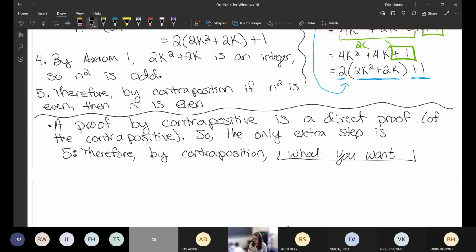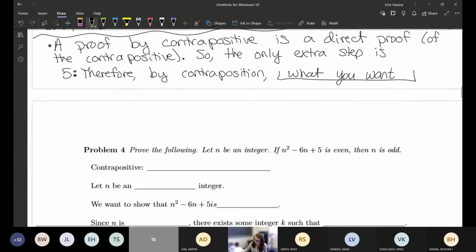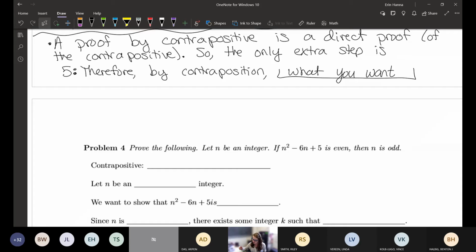So let's do one in the fill in the blank way that your homework does. I'll hold on a couple seconds in case someone's writing that down still. So maybe I'll try to leave it in there a little bit at first. So let's say we wanted to prove: let n be an integer. If n squared minus 6n plus 5 is even, then n is odd.